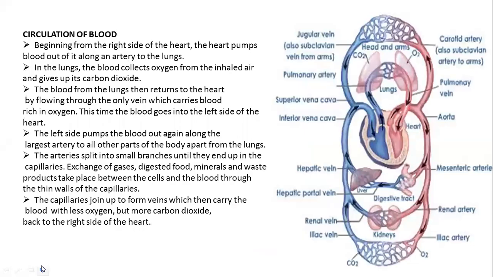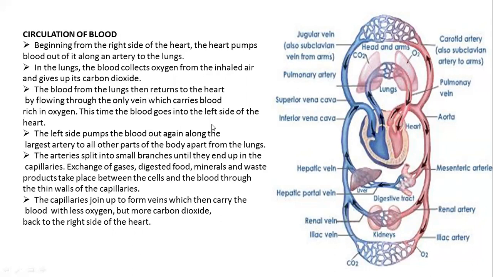Now we're going to do the recap of circulation of blood starting from the right side of the heart. Heart pumps out the blood through the main artery, which is said to be the pulmonary artery, to the lungs. In the lungs, the blood collects oxygen and carbon dioxide is removed from the blood. The blood from the lungs returns to the heart by flowing through the pulmonary vein, and then that blood is said to be the oxygenated blood. This time it enters the heart on the left side.